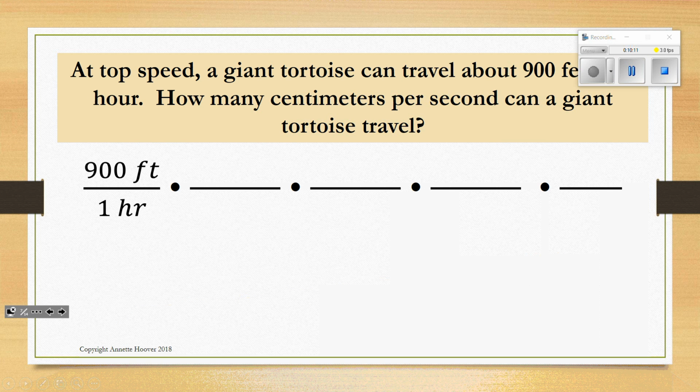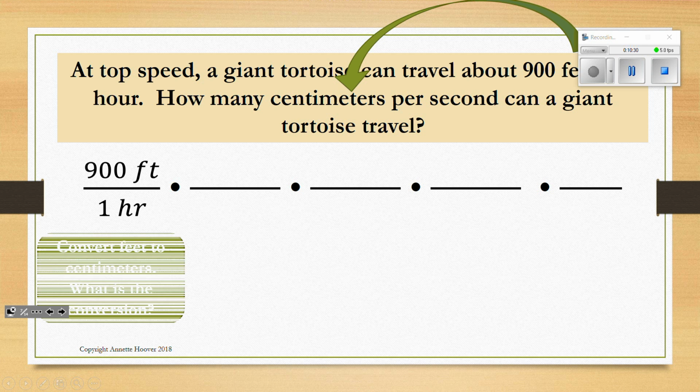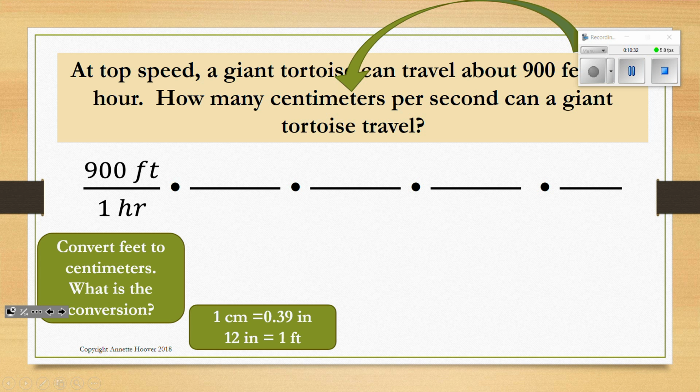At top speed, a giant tortoise can travel about 900 feet per hour. How many centimeters per second can a giant tortoise travel? So let's think about what conversions we know. We are converting from feet to centimeters, so from customary to metric, and we are converting hours to seconds. So we're going to have to know some type of conversion between feet and centimeters.